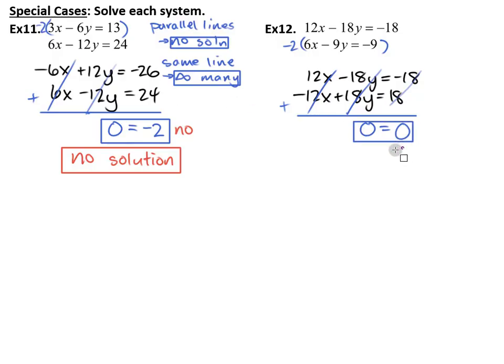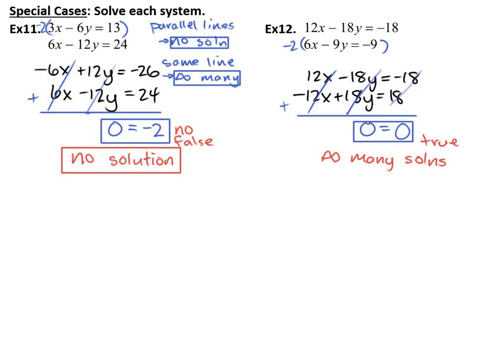And as you can tell, this time we have a true expression. Over here where I said false, I probably should have written false. Over here, this is a true expression. 0 does equal 0. And so instead of meaning there is no solution, it means there are infinitely many. So this has infinitely many solutions.